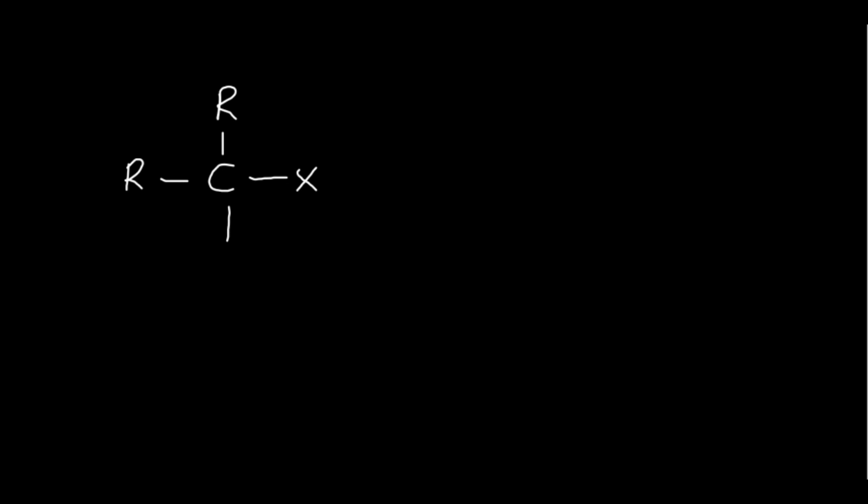What is secondary carbon, students? The carbon atom which is directly attached with 2 more carbon atoms. This carbon is directly attached with how many carbon atoms? 1, 2. This carbon atom is directly attached with 2 more carbon atoms. That's why this carbon is secondary carbon. Since the halogen atom is attached with secondary carbon, what is the nature of this alkyl halide, students? This is secondary alkyl halide.